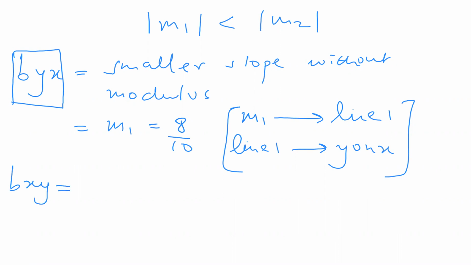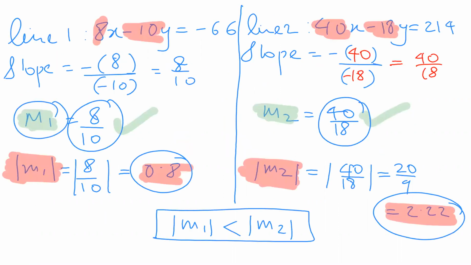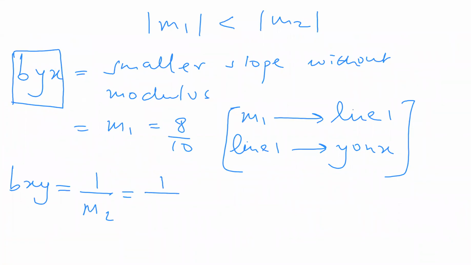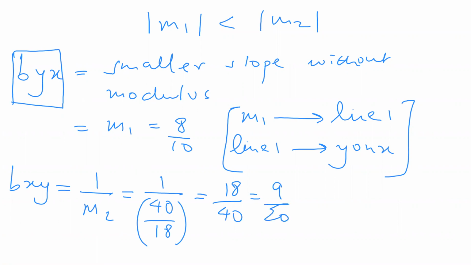For bxy, you just have to take the reciprocal of the other slope. Now M1's task is done. The other slope is M2. So just take the reciprocal of the other slope, 1 upon M2. Now M2, if I show you, is 40 by 18. So bxy will be 1 upon 40 by 18, that is 18 upon 40, which is equal to 9 upon 20, which we have reduced. Otherwise, if you don't want to reduce, you can leave it as it is. So we got the value of bxy.